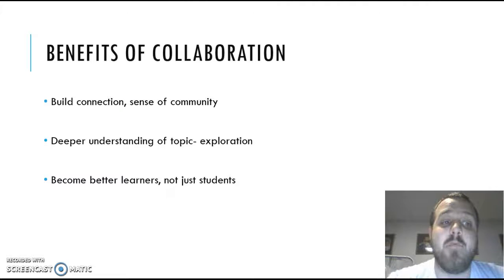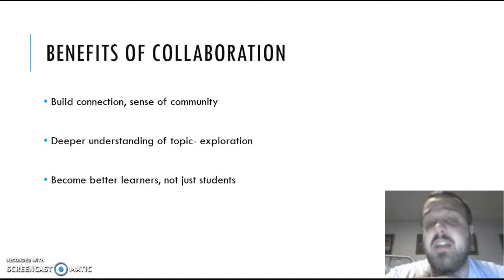And what it really builds among them is those relationships where they're then willing, outside of a collaborative experience, to go and ask other students for help and ask questions, and really become a lot more independent than just being dependent on me as the teacher. And I think that sort of thing is just so important.